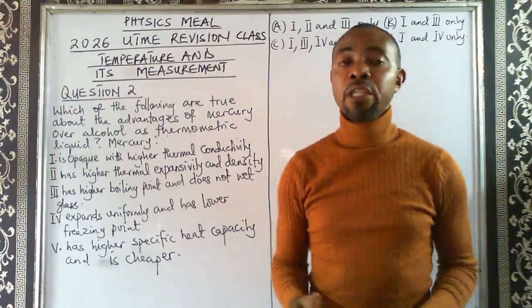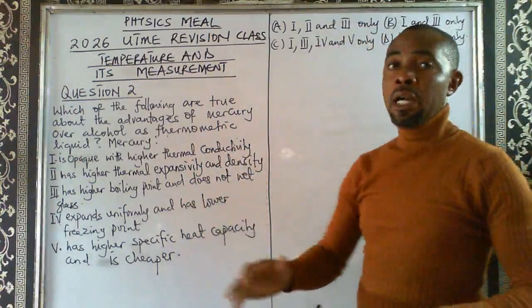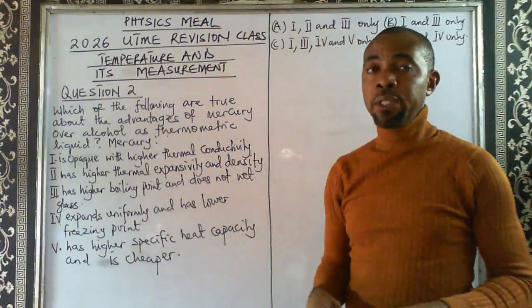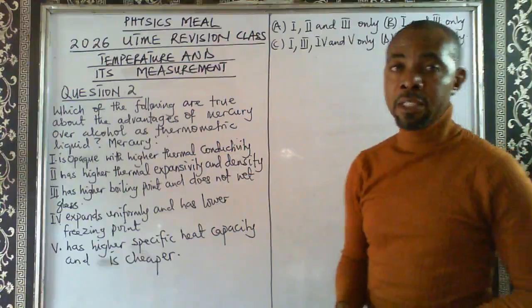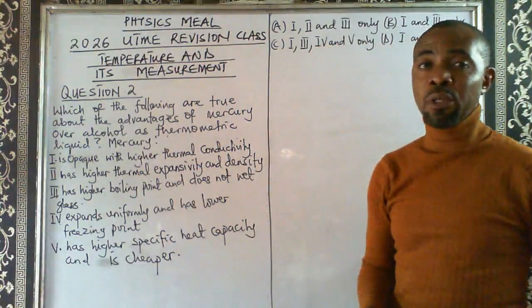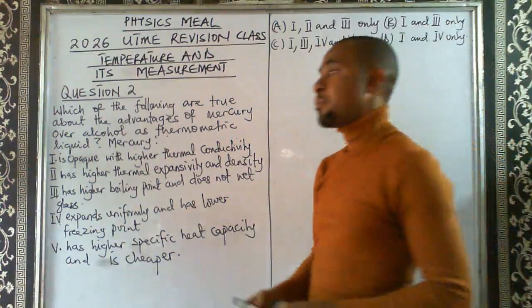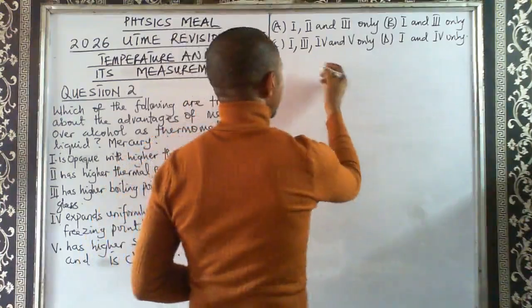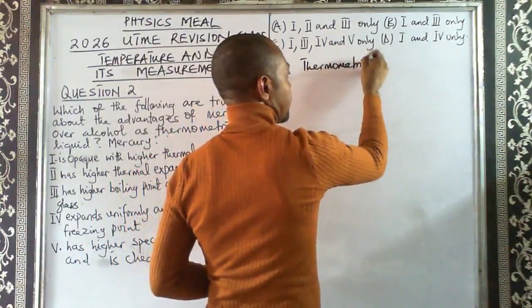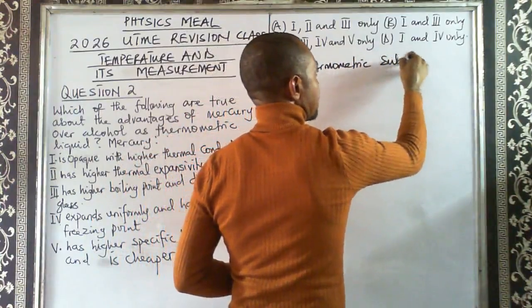In our revision series, we usually pick a question and then we dwell on that aspect of the topic before we now answer the question. And the question we have here is related to thermometric substances. So we are going to look at thermometric substances.